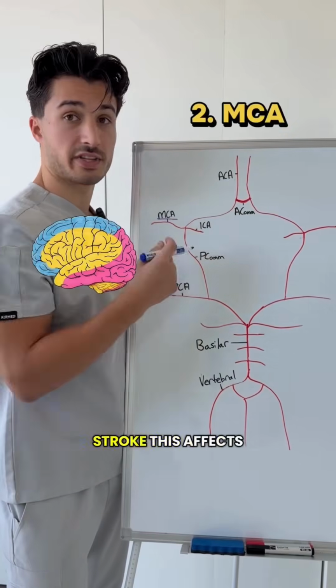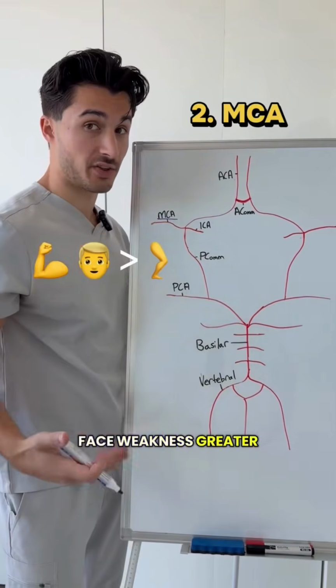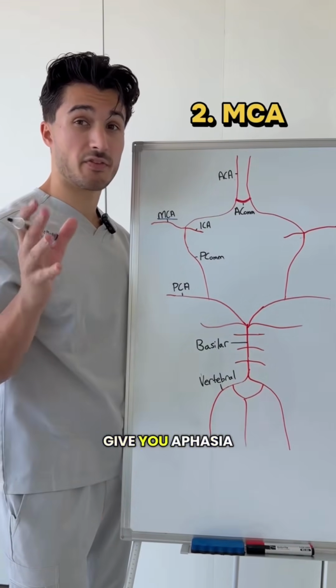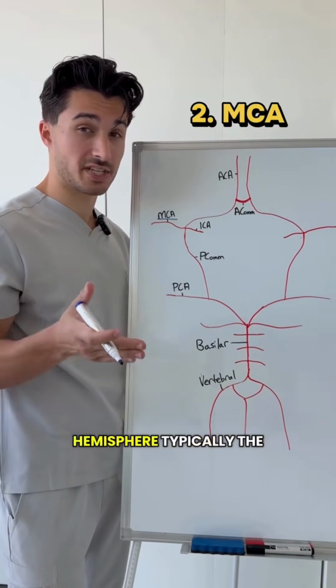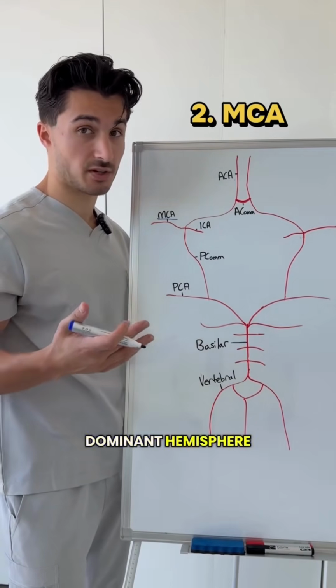For an MCA stroke, this affects the lateral hemispheres, so you're going to get arm and face weakness greater than leg weakness. And another clue is if they give you aphasia, think the dominant hemisphere, typically the left. If they give you hemi-neglect, that's going to affect the non-dominant hemisphere, typically the right.